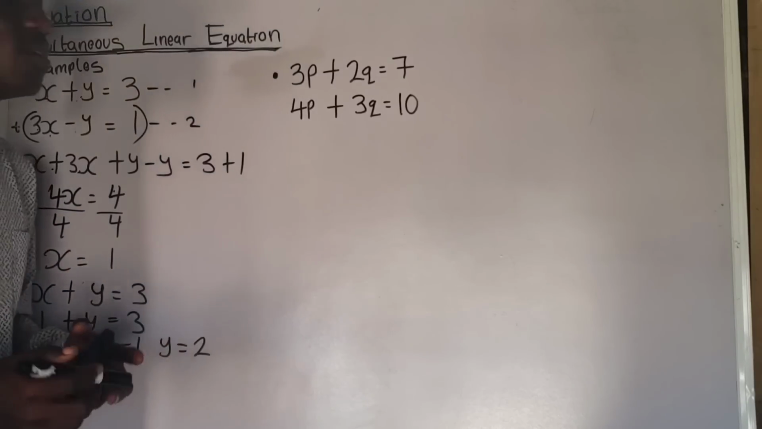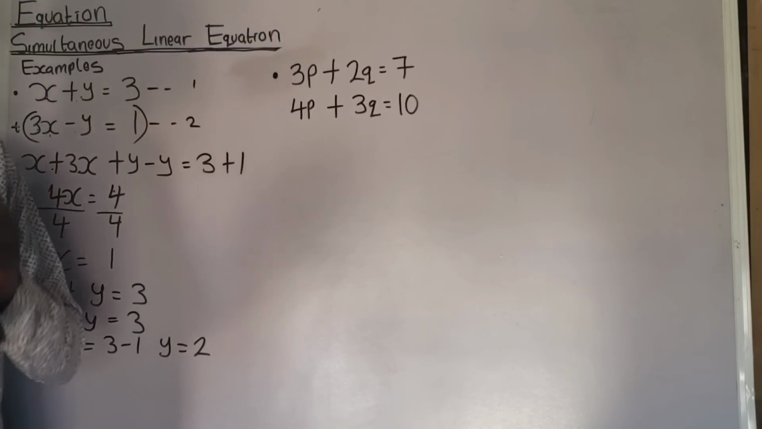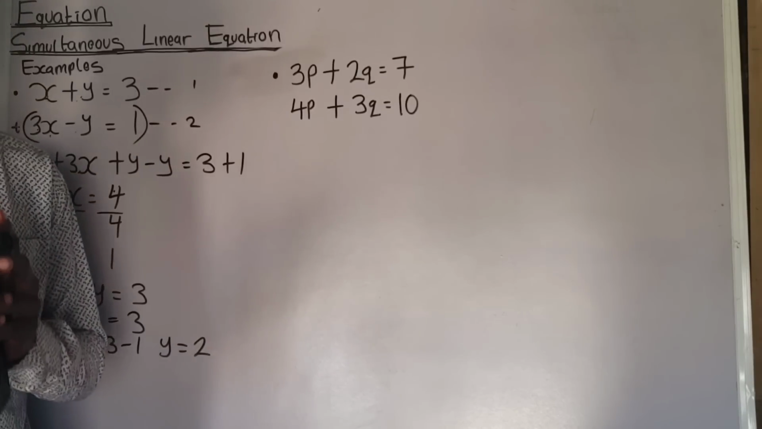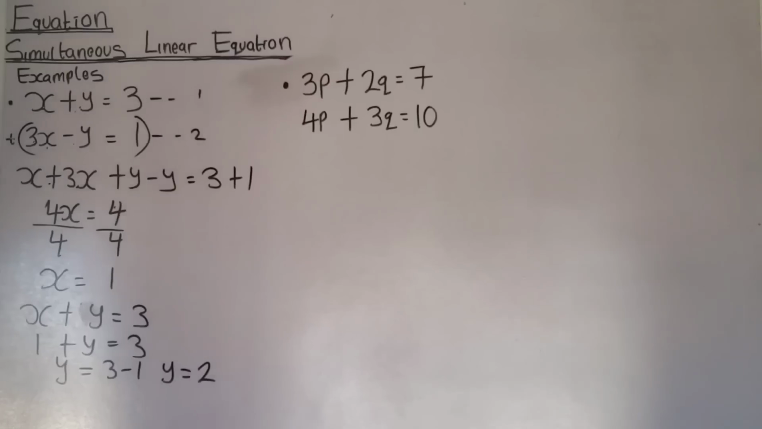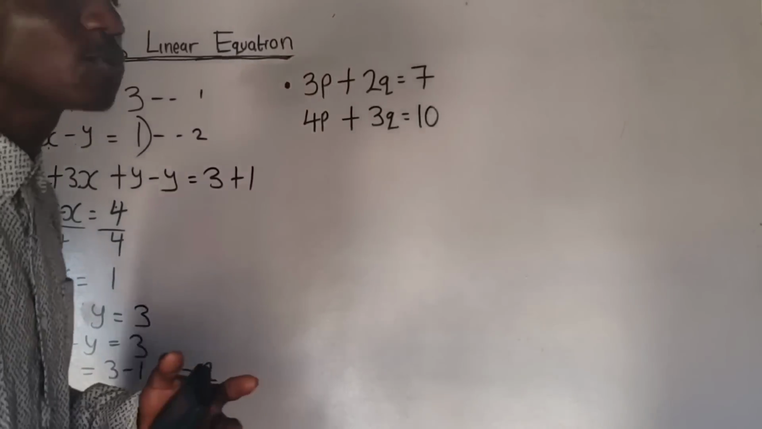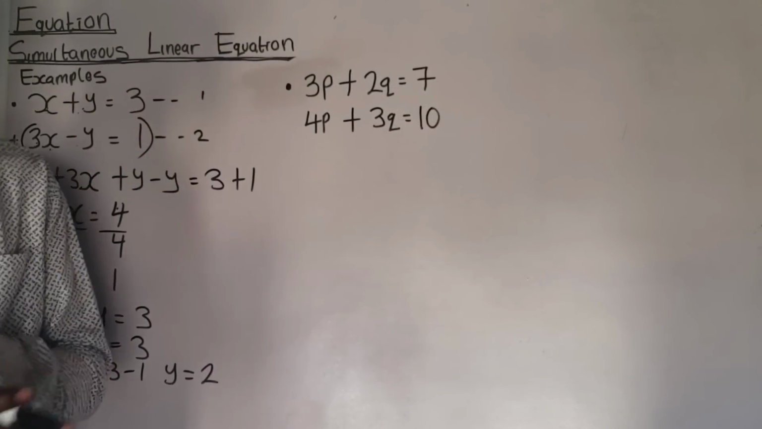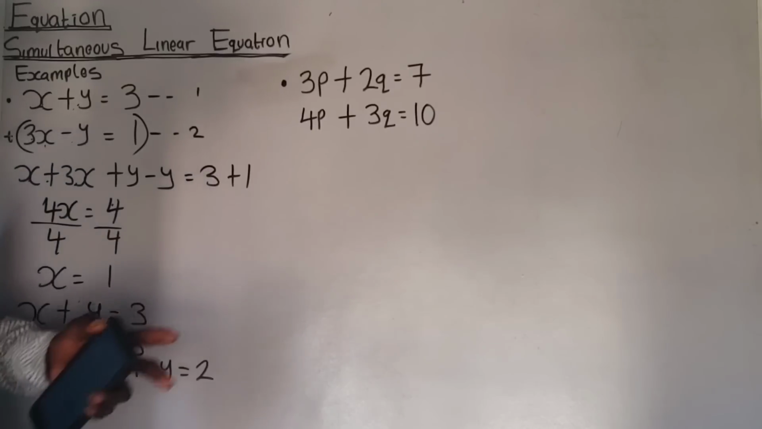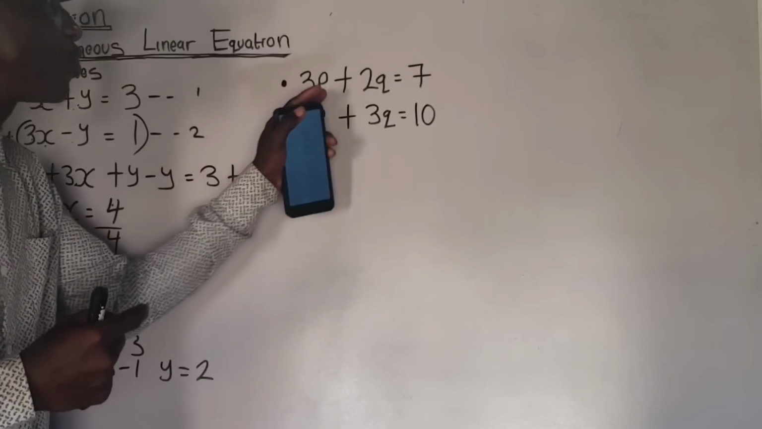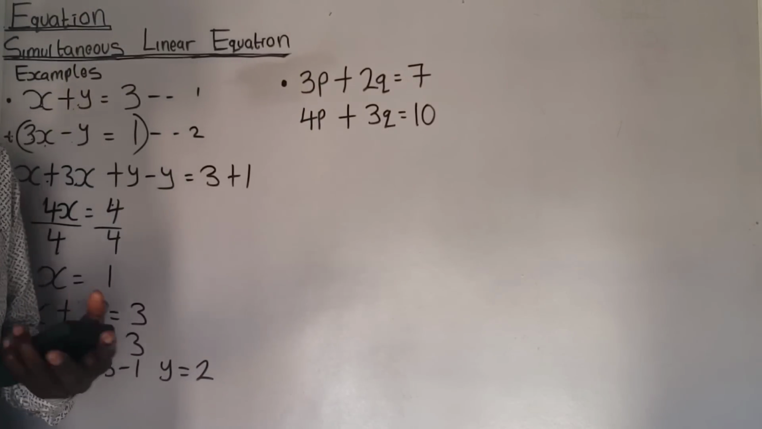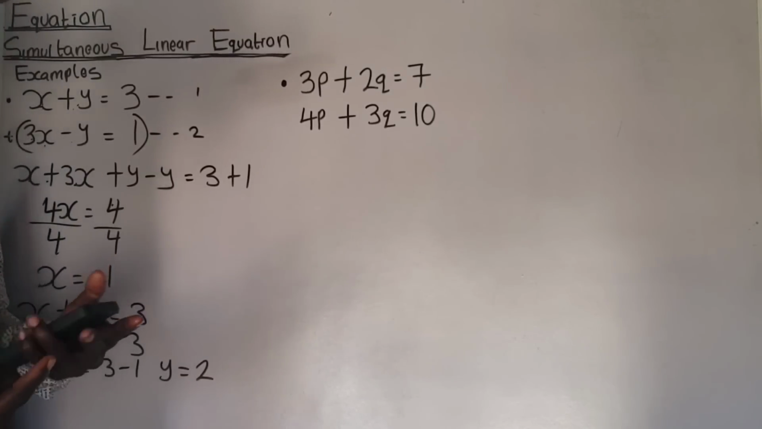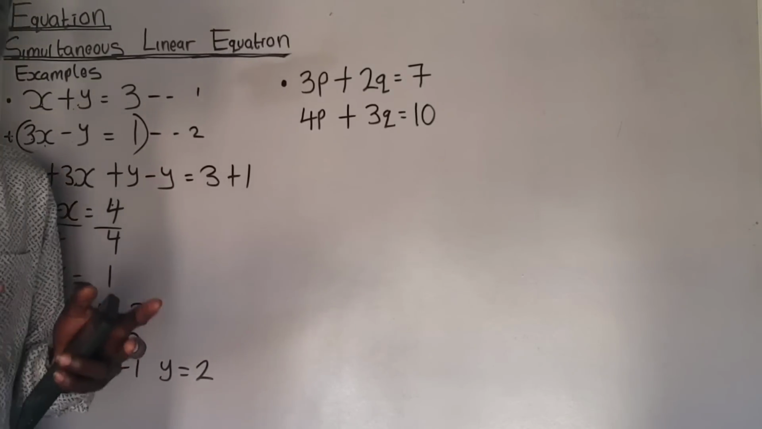Okay, pay attention. We are going to solve this using the elimination method. And how do we go about it? The first step is that you have to decide the unknown that you want to eliminate. You understand? Now, we have two unknowns. We have the unknown p and unknown q. Which unknown should we eliminate? Okay, let us eliminate q.